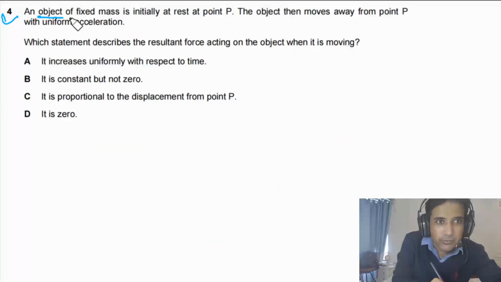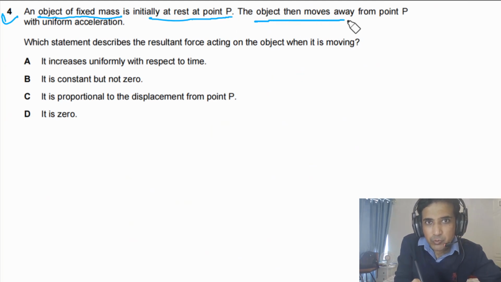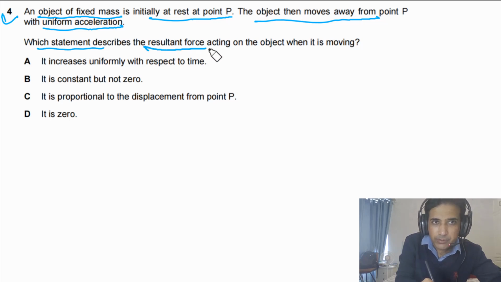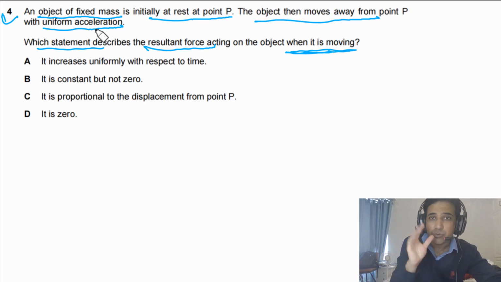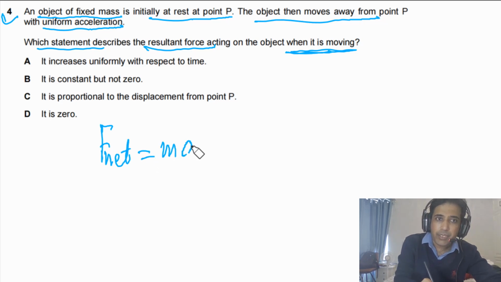Question 4 says an object of fixed mass is initially at rest at point P. The object then moves away from point P with uniform acceleration. Which statement describes the resultant force acting on the object when it is moving? So for this question we need to understand it is given to us uniform acceleration. So simply you can use F net is equal to ma. Mass is constant, acceleration is constant. It means F net is also constant.